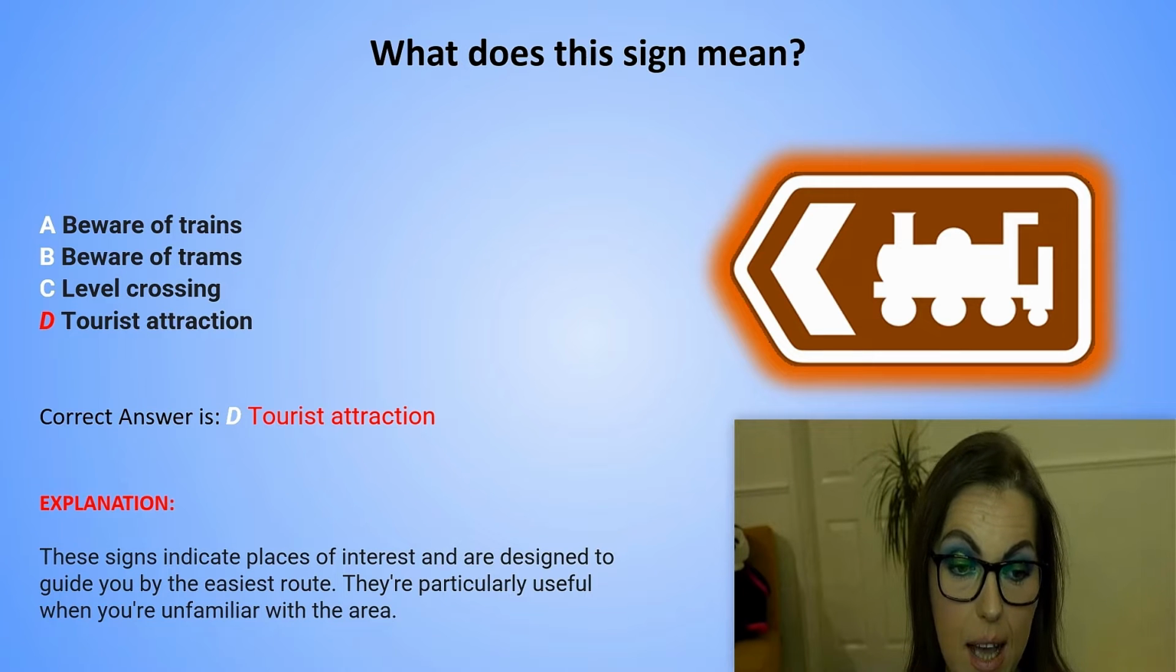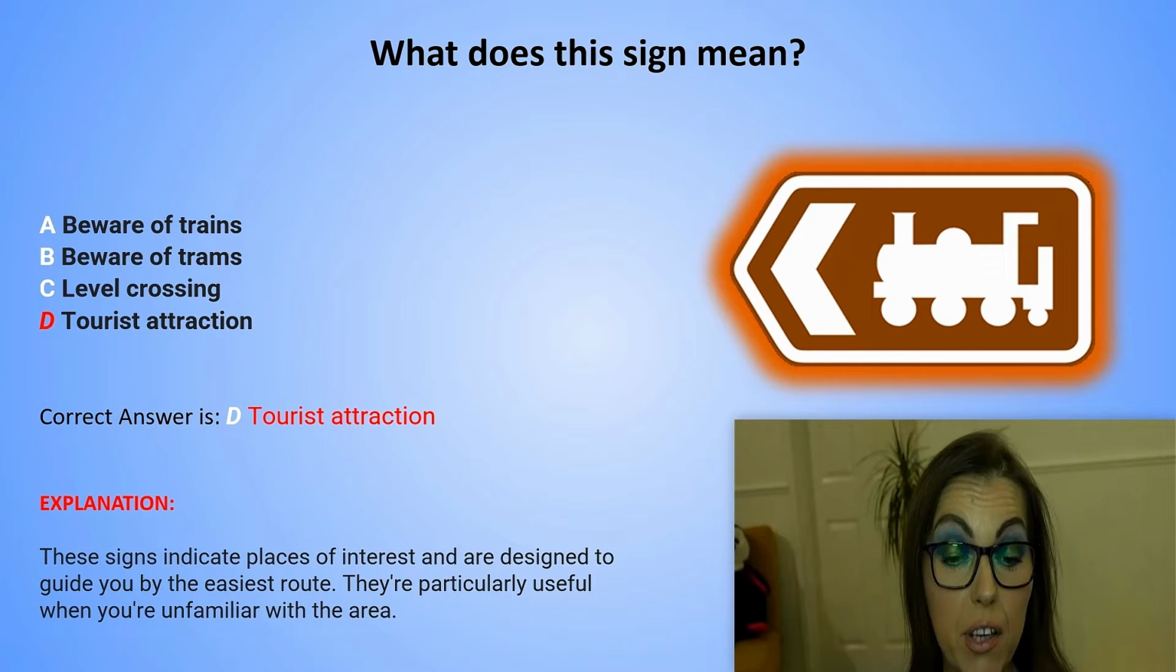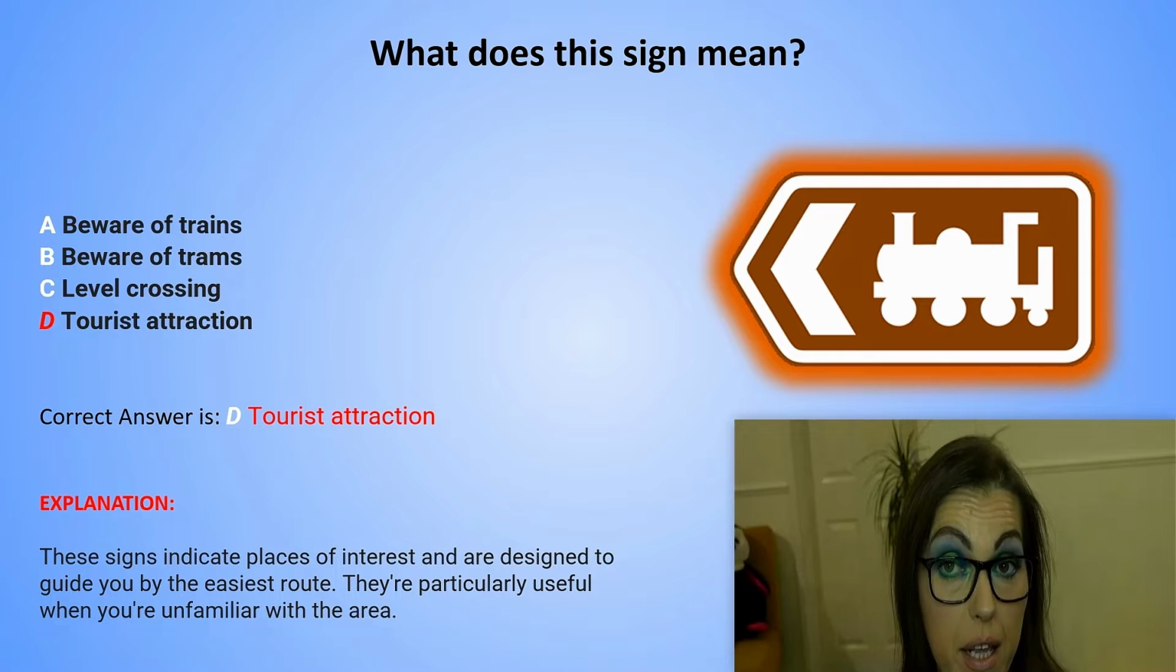Explanation. These signs indicate places of interest and are designed to guide you by the easiest route. They are particularly useful when you are unfamiliar with the area.